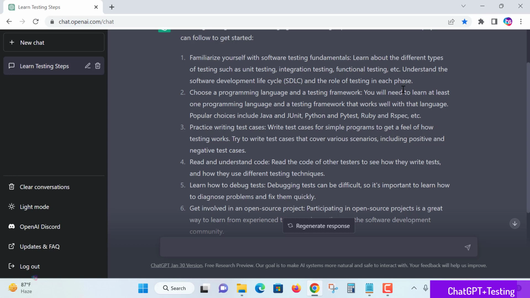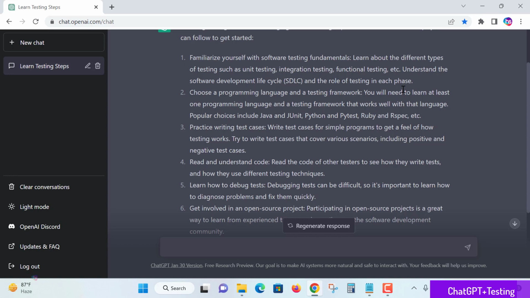So once you know the SDLC life cycle, you will be aware of when to test, how to test, and what the main role of a tester is. Yes, you will know all these roles.